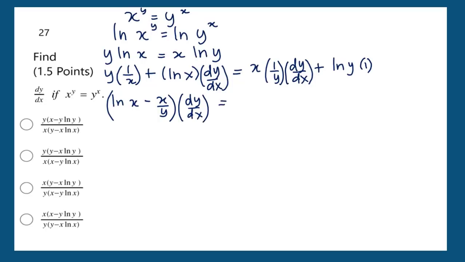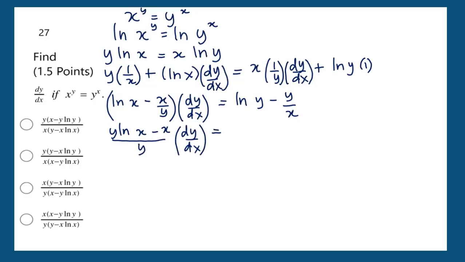Okay, and on your right hand side you will have ln y minus y over x. Or this is equal to y ln x minus x over y times dy/dx. You find the common denominator for both sides. This is x ln y minus y over x.